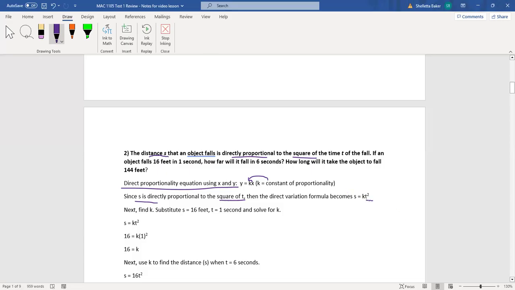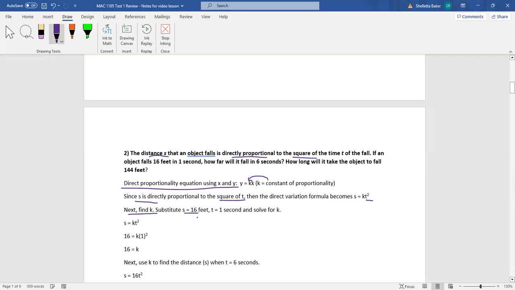Our distance s is directly proportional to the square of t. Squaring t means to raise t to the second power. So that direct proportionality equation would be s equals k times t squared. And remember, k is our constant of proportionality. And we want to find the value of k first. So we'll use this s equals k times t squared.